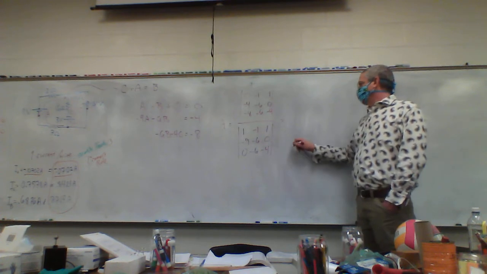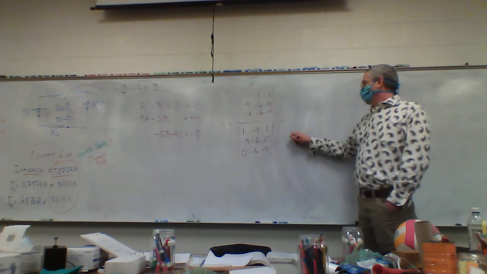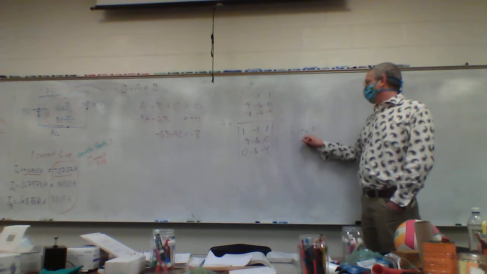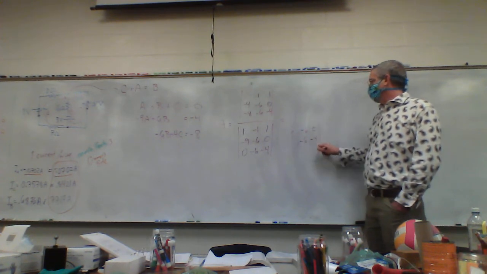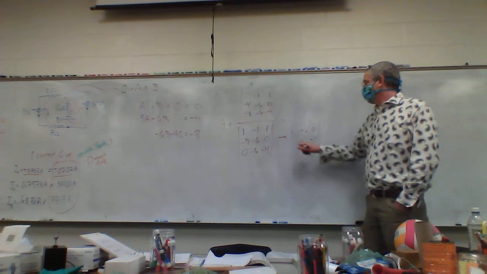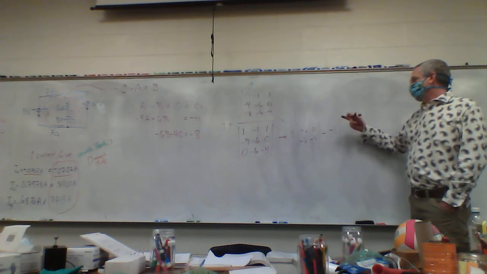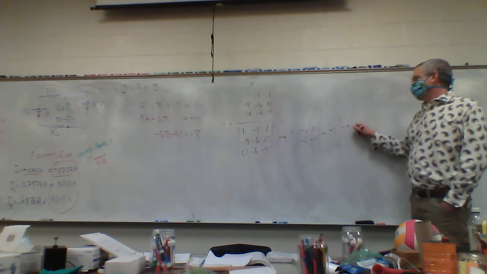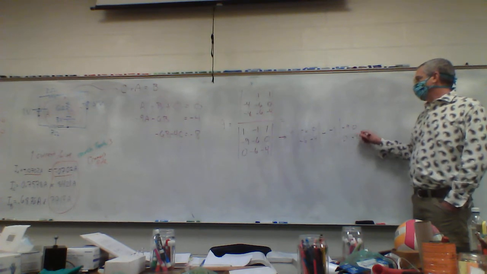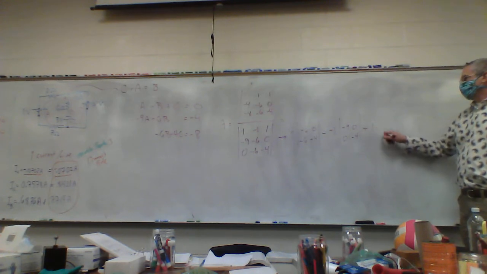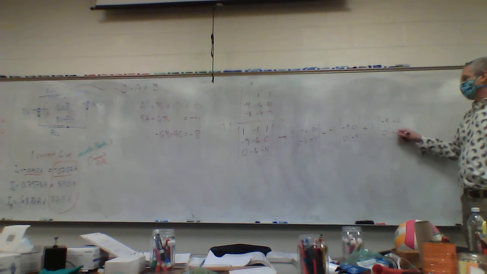So my denominator: 1 times the determinant of negative 6, 0, negative 6, negative 4, minus negative 1 times the determinant of negative 9, 0, 0, negative 4, plus 1 times the determinant of negative 9, negative 6, 0, negative 6.